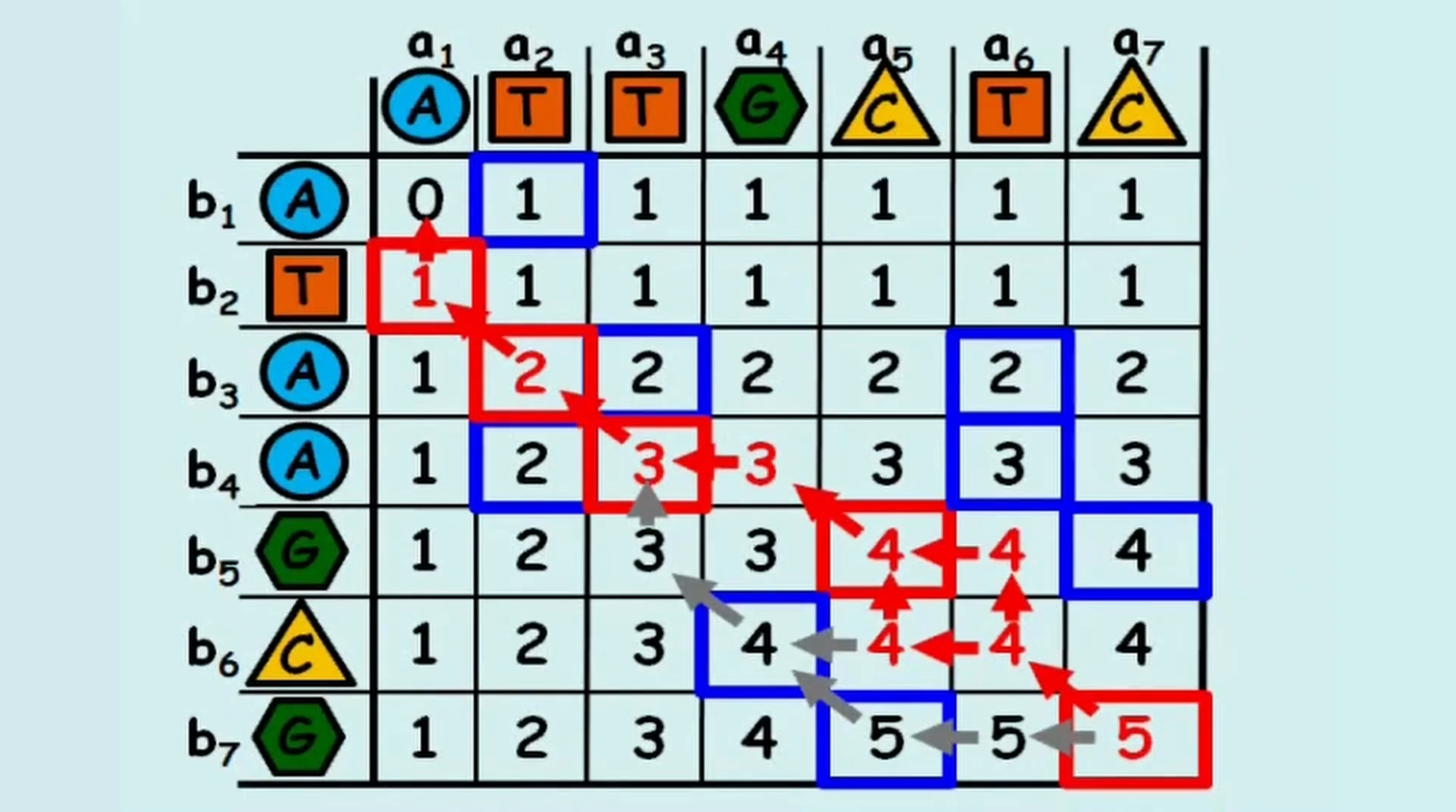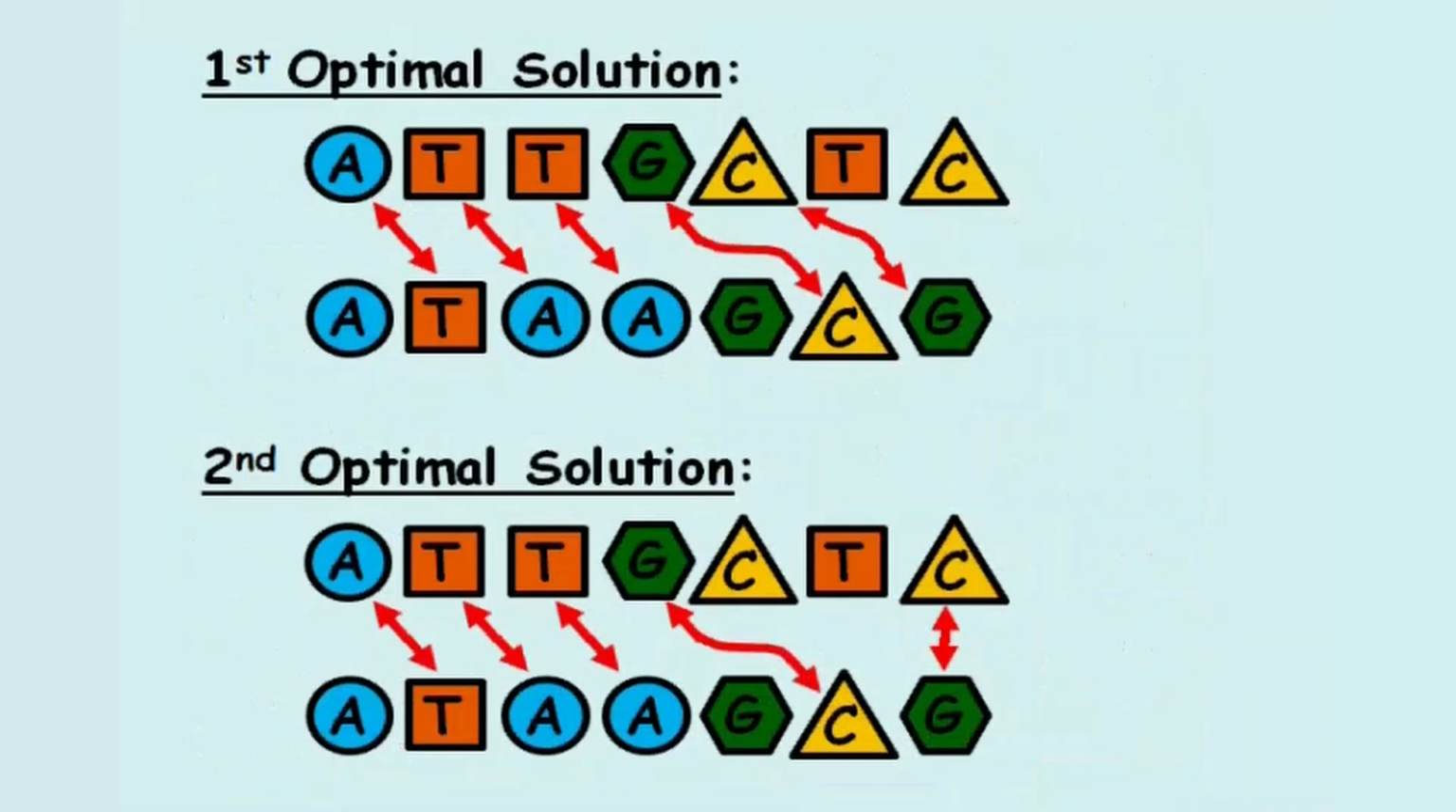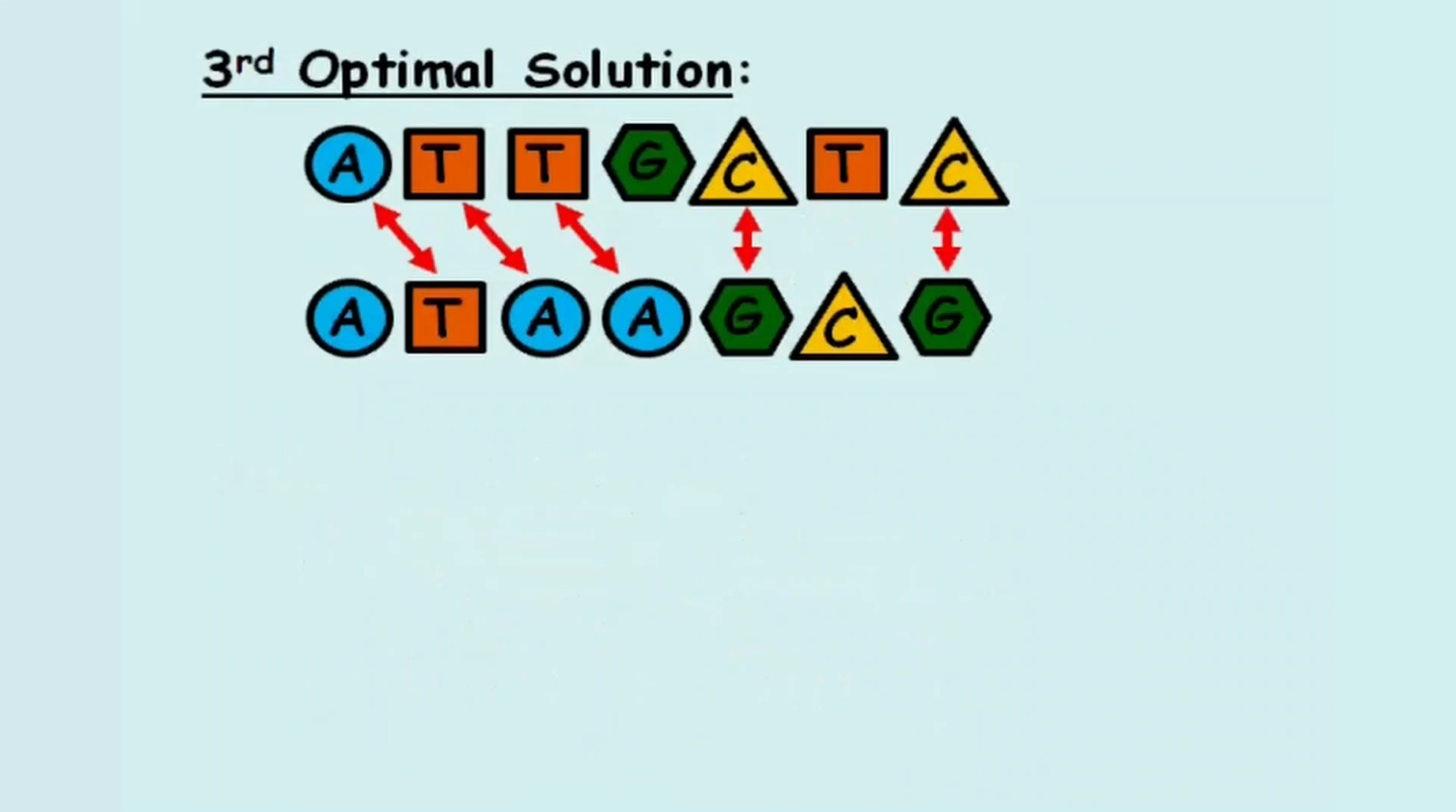These three optimal solutions are also traced out, and connecting arrows again represent matching base pairs for the first, second, and third optimal solutions.